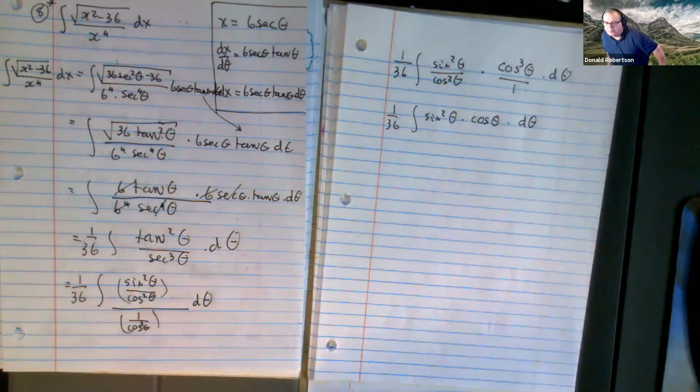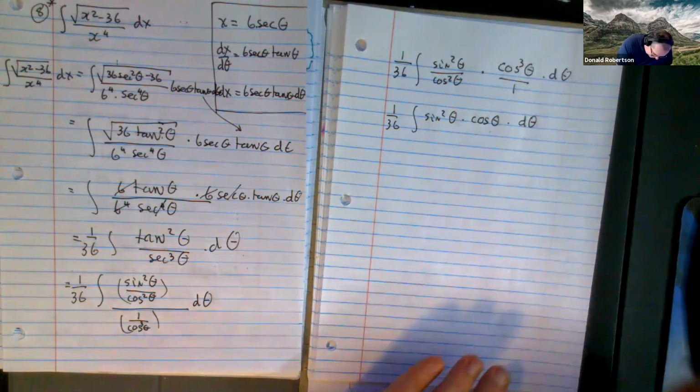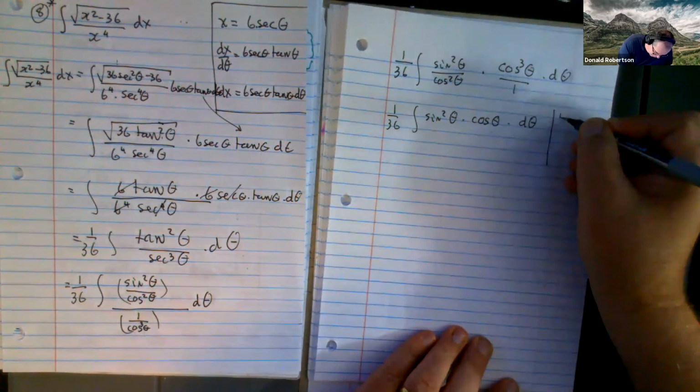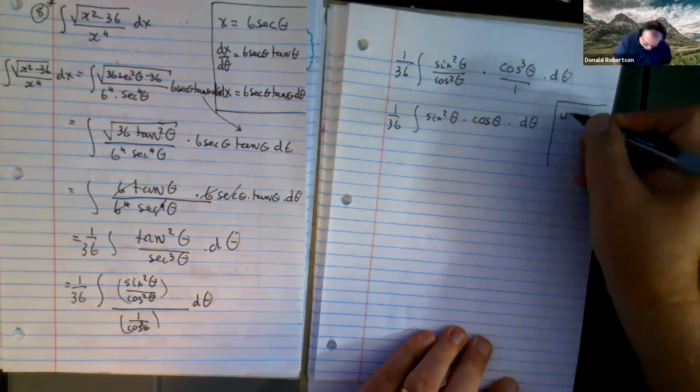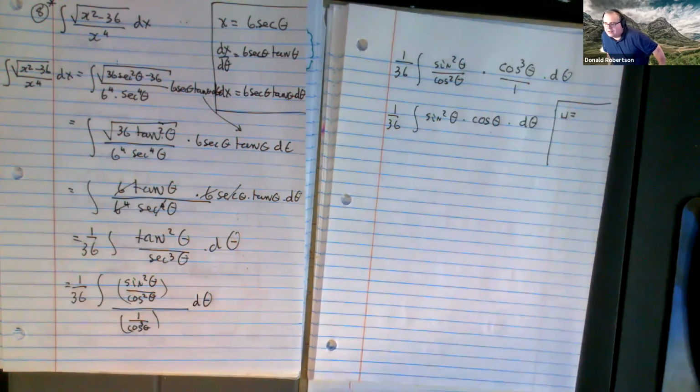Now, would you agree that's a much nicer integral to deal with? And this one does work with a u-sub. And it has to be sine theta on its own or cosine theta on its own. And that's the choice. You just don't have any others. Which is it going to be?